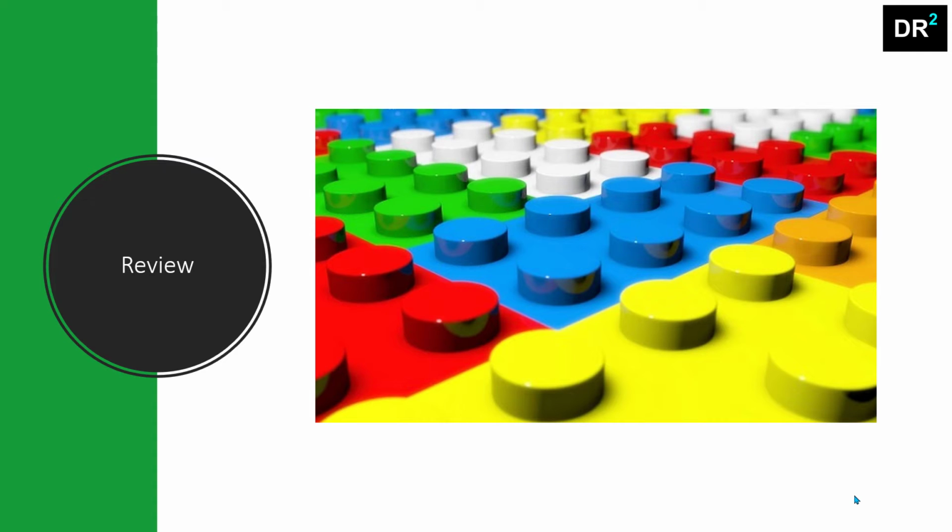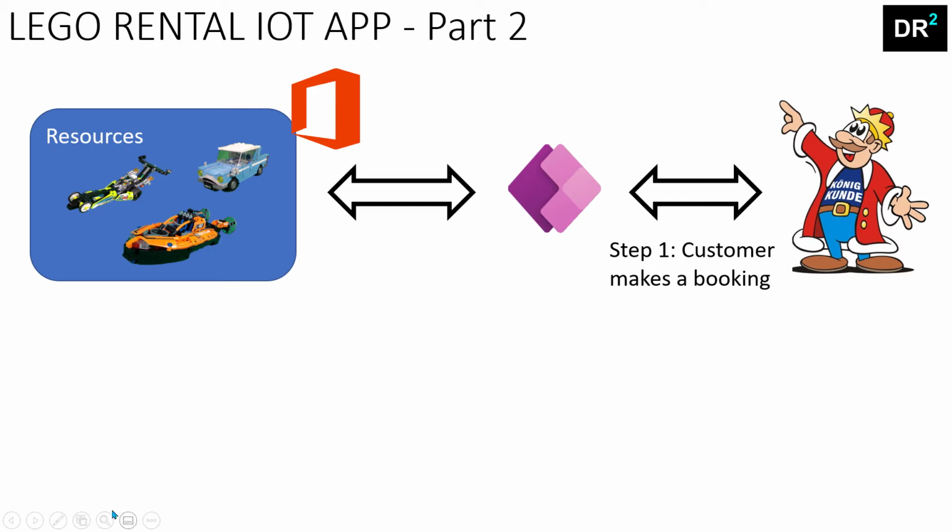Before we jump into details of what I want to show you in the second part, let's have a quick review of what we did last time. Last time we started on top with a couple of resources that I set up. They basically represent my Lego vehicles, and then we made use of an existing app, Book My Room. This is a template app to rent out these resources. Of course, we extended this existing app because it does not contain all of the information, but at the end of the day, we were able to allow customers to make bookings.